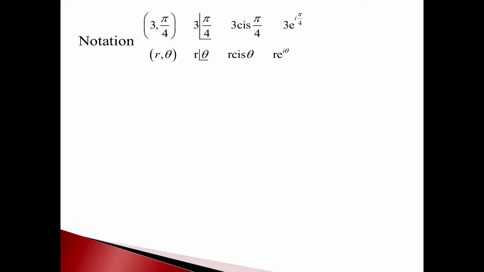3 comma pi over 4 could be x is equal to 3 and y is pi over 4. So it's not exactly obvious. There are lots of other notations people use. The little angled line there, or the cis, is popular, especially in physics books.